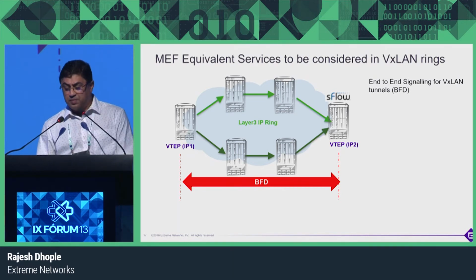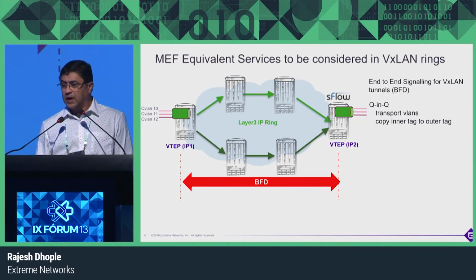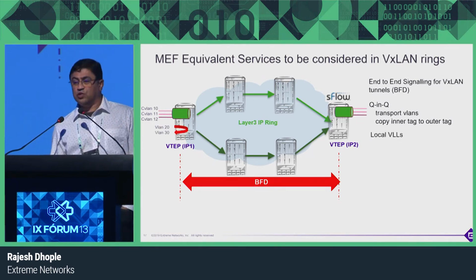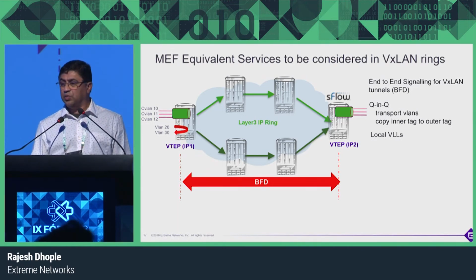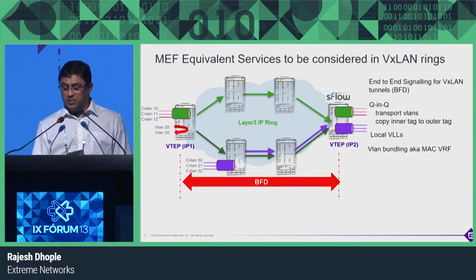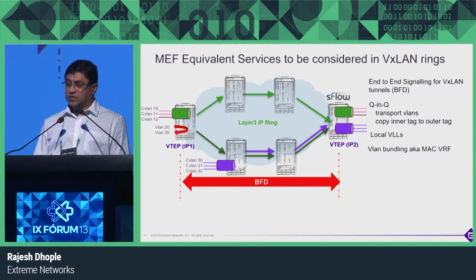If you were to implement VxLAN on an IP ring, you will also need a mechanism to do transport VLANs, meaning you have a service provider VLAN which will bundle all your inner VLANs from the customer and transport them across. You will also need local VLANs to communicate with each other on a VTEP endpoint. In the MPLS world, it's called local VLLs or local VLL forwarding. You will need a customer to talk to another customer on the same port, so you will need local switching or local VLL type capabilities. You will also need something known as VLAN bundling. For those who don't know, VLAN bundling is essentially a MAC VRF. You can bundle multiple VLANs into a specific VRF, and then the VRF isolates a set of MAC addresses. This is really good if you want to communicate with a layer 3 cloud provider at the other side. So VLAN bundling is one of the things you'll have to do.